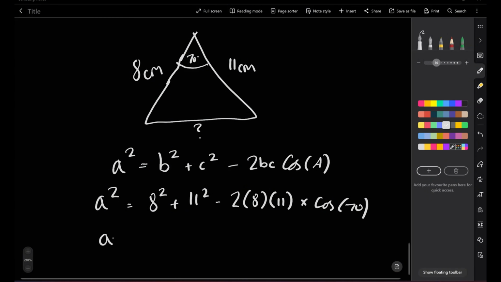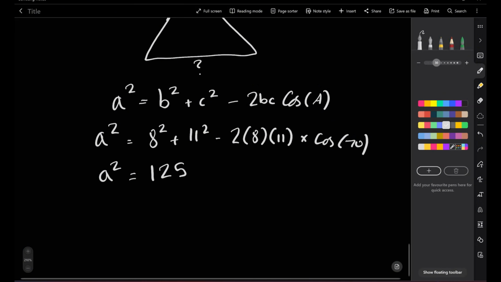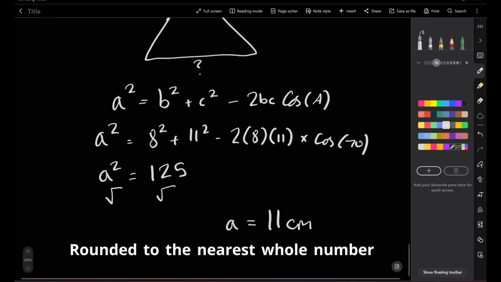Okay, so we can input that into a calculator. So a squared equals 125. Now obviously this isn't a yet because this is a squared. So what we have to do is we have to do the inverse of squared, which is root. So root a equals root a squared. We have to root it, so root of 125 equals a. A equals 11 centimeters.